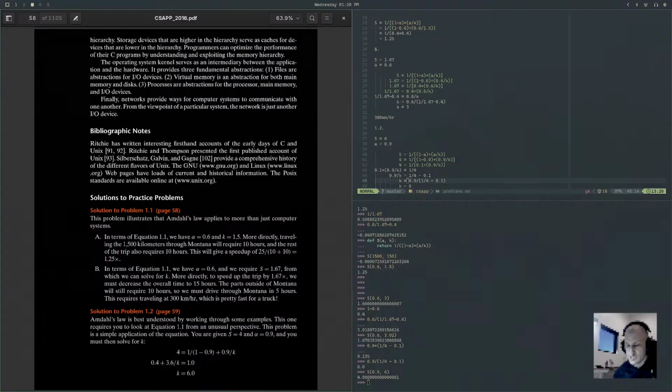The operating system kernel serves as an intermediary process.